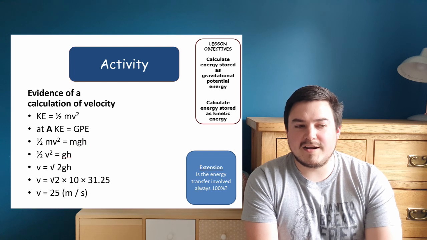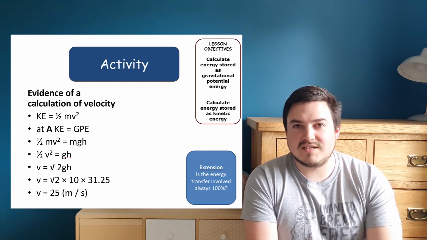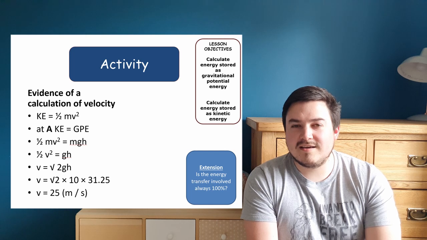So the final equation you need to use for the velocity is the square root of 2 times gravity times height. We know that gravity on Earth is 10, and we know their height is 31.25 meters. So we do the square root of 2 times 10 times 31.25, which would get you 25 as your velocity, so 25 meters per second.